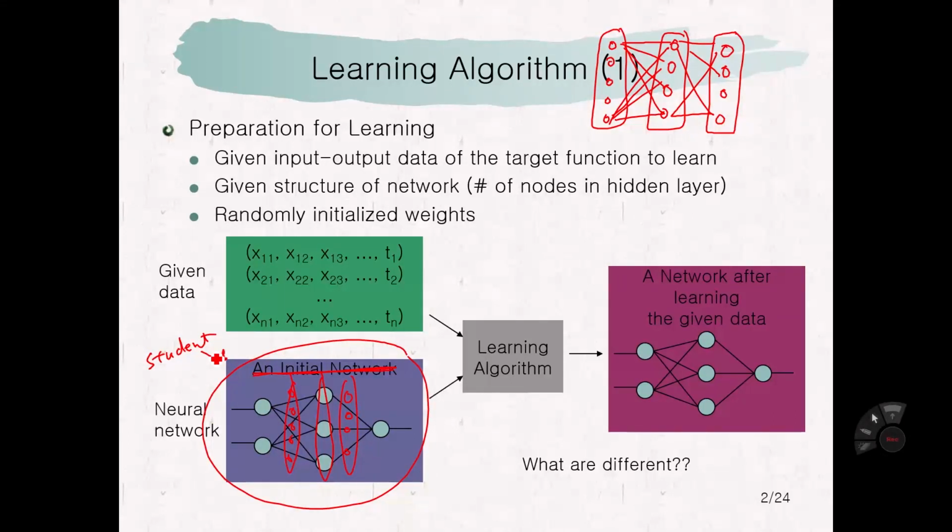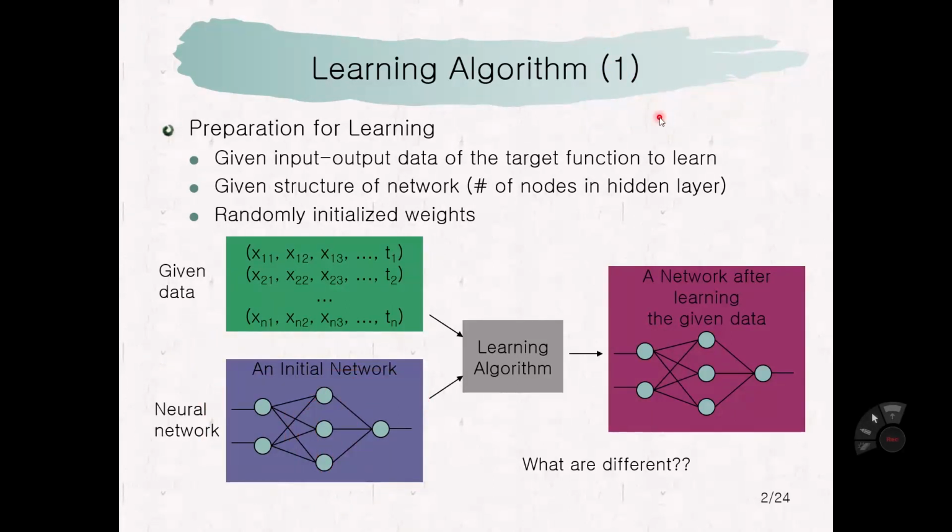We do not know the connection weights, right? So in the initial neural network, you have to randomly initialize the connection weights. This is a starting point. Once more, you have to determine the structure of a neural network, and you have to determine the connection weights with random values. Let's call it the initial neural network.